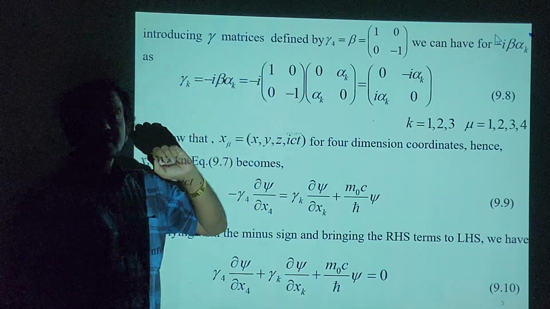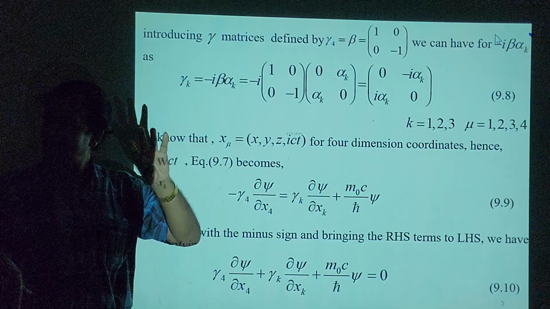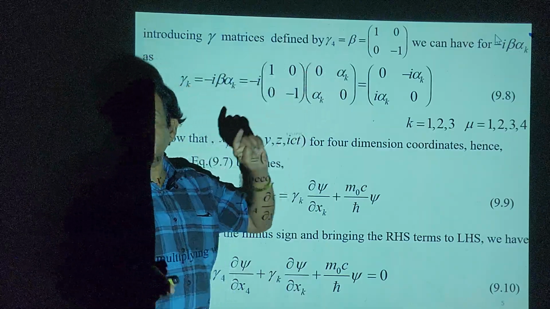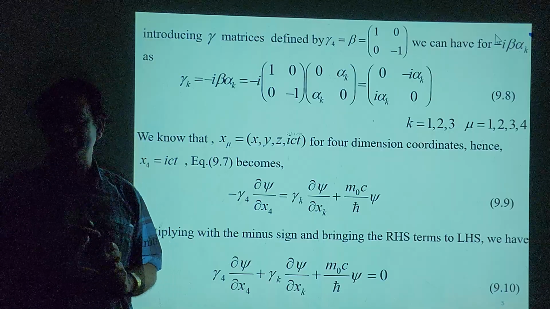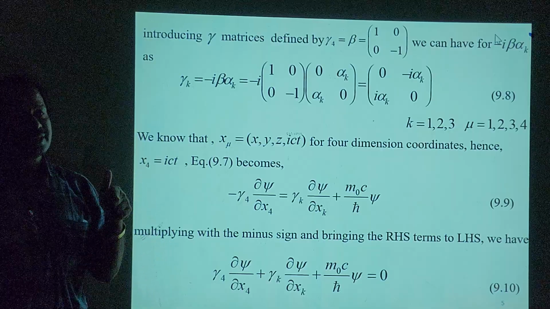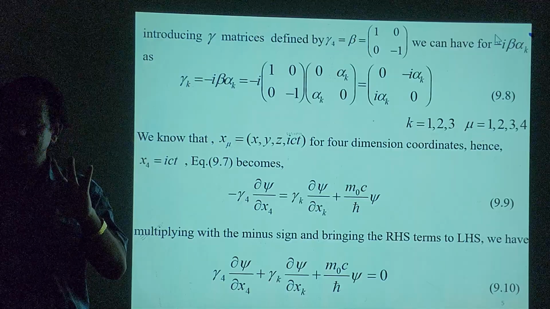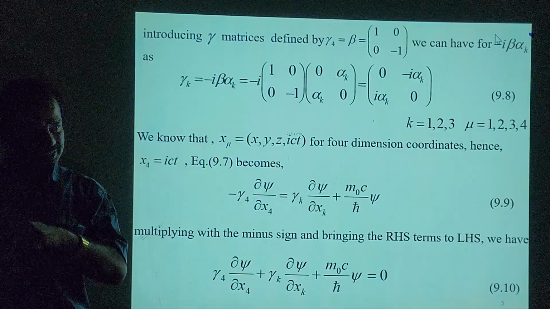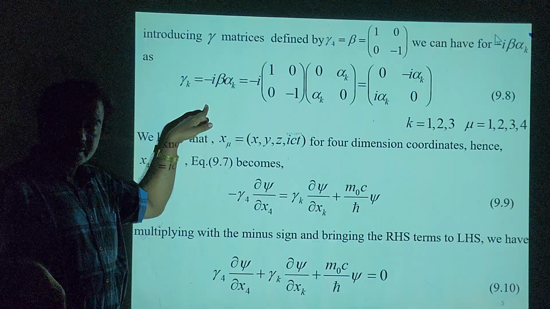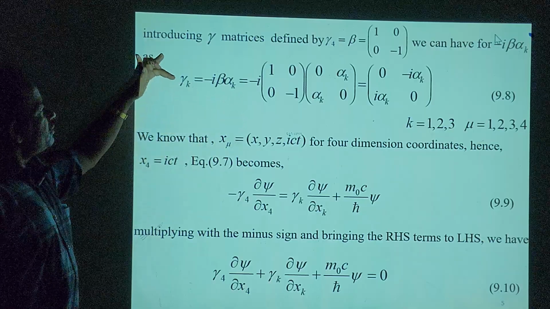So we have 4 matrices, as I said. Alpha will have 3 and beta will have 1. The fourth matrix is nothing but your beta, which is 1 0 0 minus 1. Earlier I said that your alpha is connected with 3 spinors: sigma x, sigma y, sigma z. So we can say sigma 1, sigma 2, sigma 3. So this is the representation of alpha k in terms of sigma. We'll see this now.